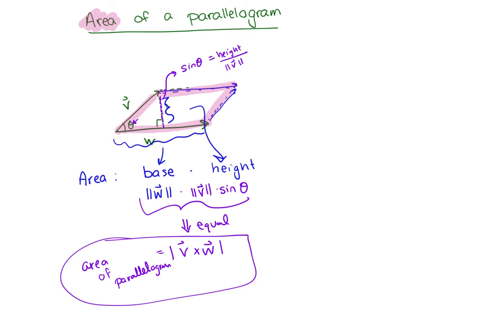Sometimes they'll instead ask you for the area of a triangle spanned by those two, but as long as the triangle is only half of the parallelogram, you can find the area of the parallelogram and then divide it by 2, and that gives you the area of the triangle. So that's another little thing you might see sometimes.